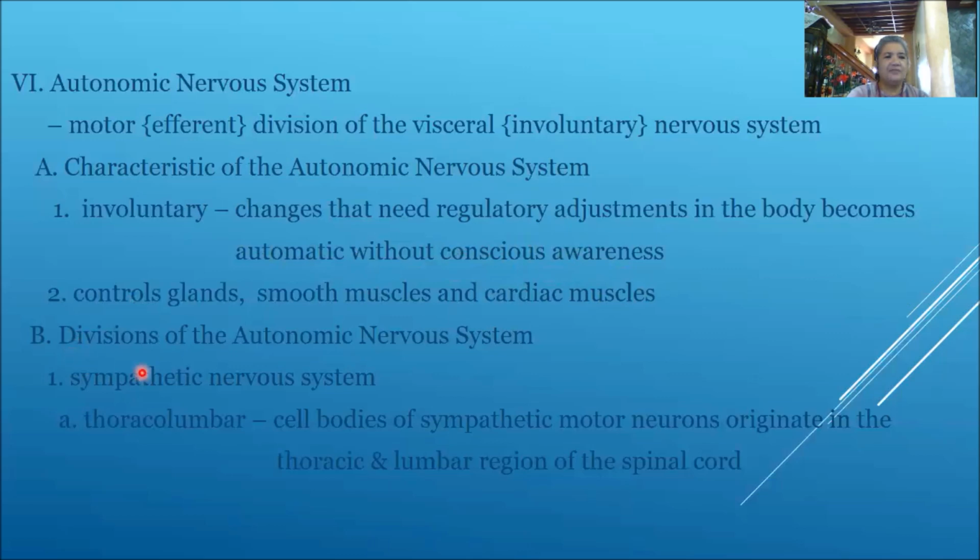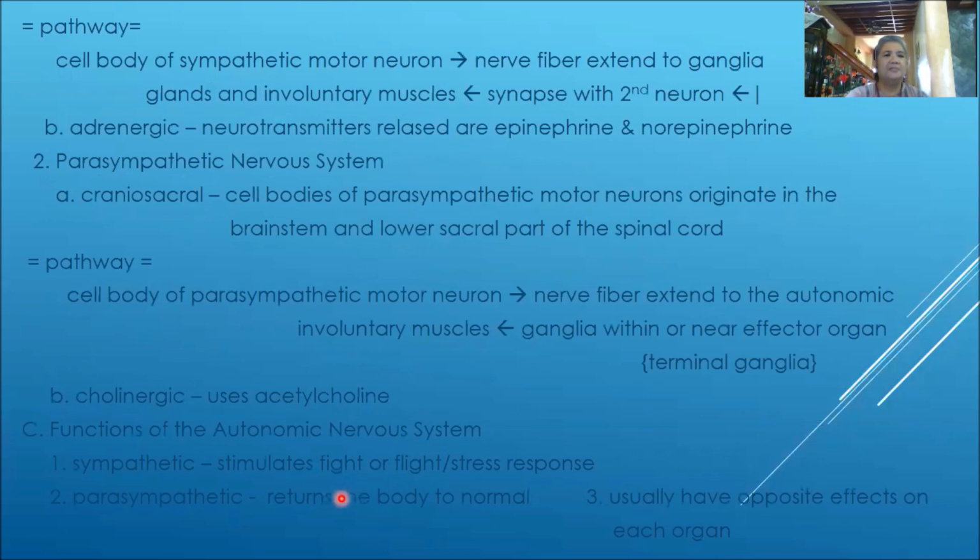Now, the division of the autonomic nervous system is sympathetic and parasympathetic nervous system. Your sympathetic nervous system arises from your thoracolumbar. Here, the cell bodies of sympathetic motor neurons originate in the thoracic and lumbar region of the spinal cord. The nerve fiber will extend to the ganglia, and then it will be received by a second neuron before it will stimulate the glands and involuntary muscles.